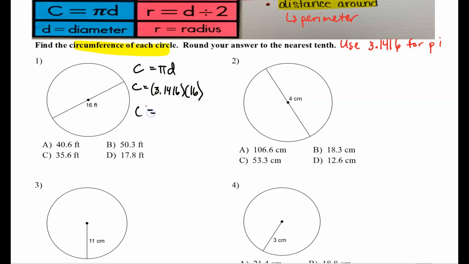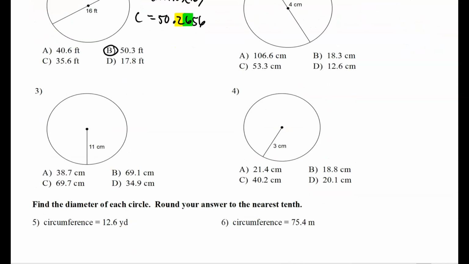So C is equal to 50.2656, and obviously we're going to round up. The 2 is in the tenths spot, so we take a look at our 6, which tells us to go up one more, so that's why our answer is B, 50.3. All right, you are responsible for doing number 2.